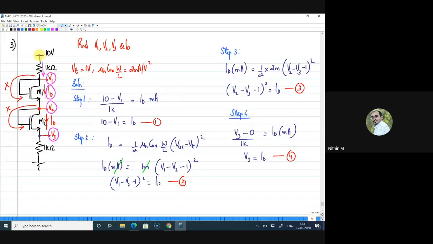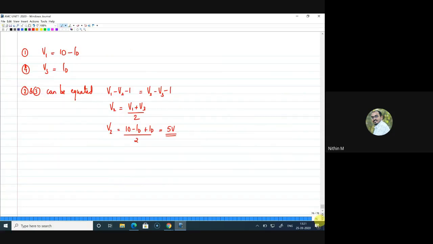So at one end it is 10 and the other end it is 0. You have equal resistance on top, 1K and 1K, and you have two transistors carrying equal current. If the transistors are carrying equal current, the VGS also will remain the same. Right. So this will be exactly half of the supply voltage, 10 by 2, 5. That can be observed in the beginning itself.